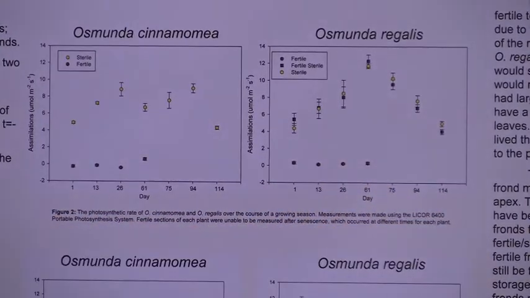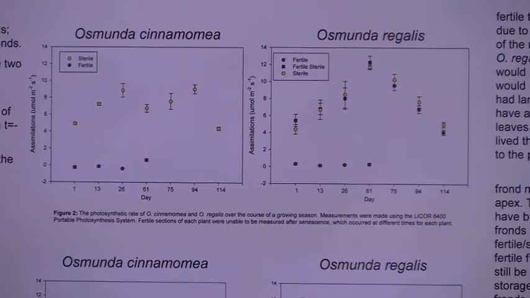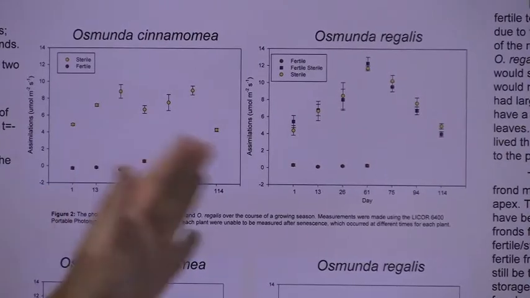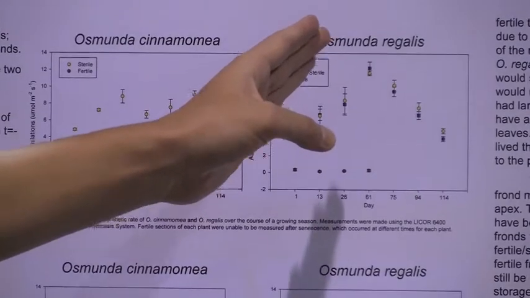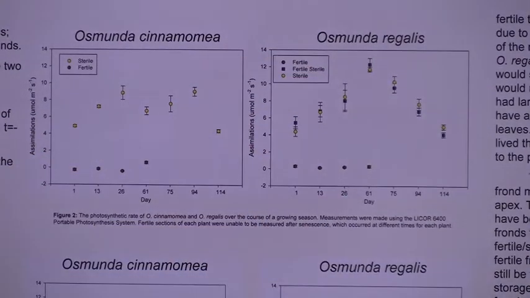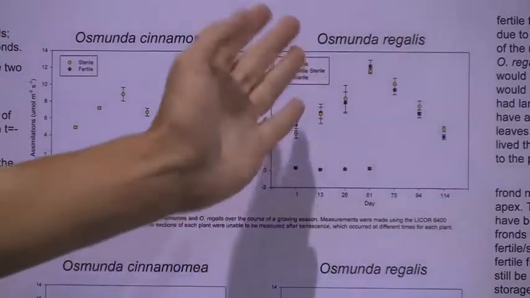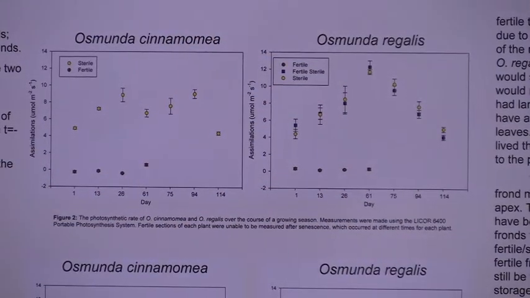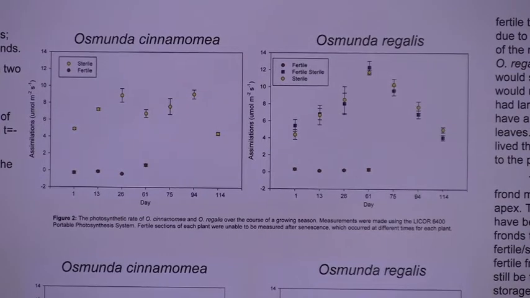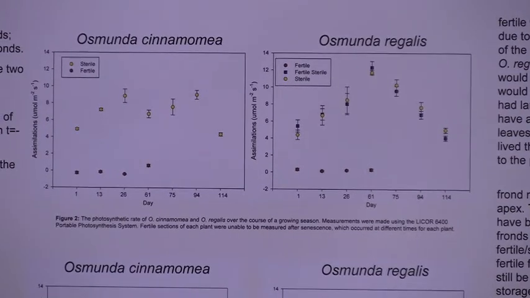It died between day 61 and day 75, and in the first part of the growing season, photosynthetic rate increased over the course of the season, but upon the fertile section dying, the photosynthetic rate dropped off, which may tell us that the plant is responding to the resource sink that this fertile frond is.